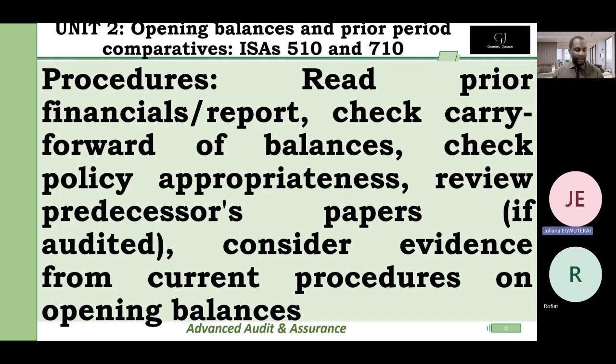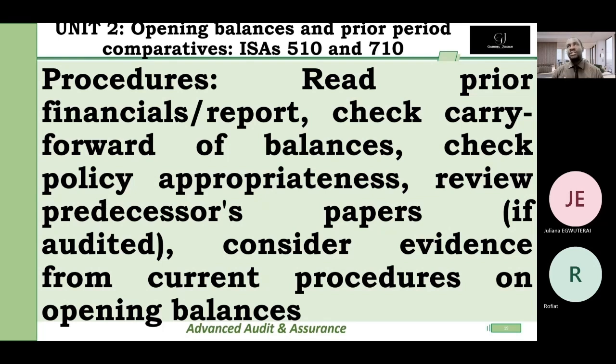We need to read prior appropriate evidence. Exactly. So the procedure is to read prior financial statements or reports, check carried forward balances. We need to check policy appropriateness. We need to review working papers of our predecessors. And if the financial statements are audited, we need to consider the evidence from current procedures on the opening balances.